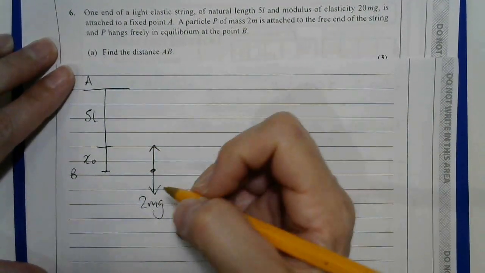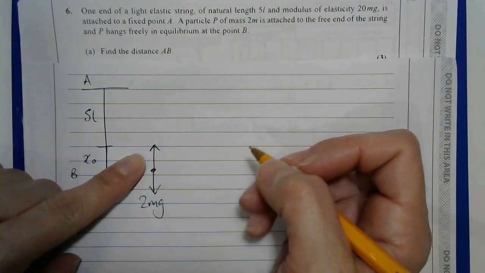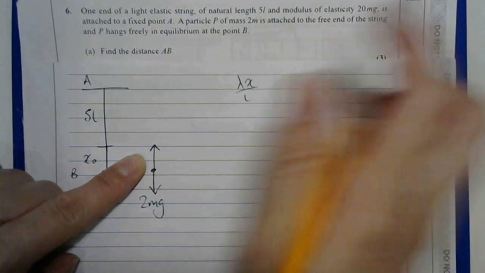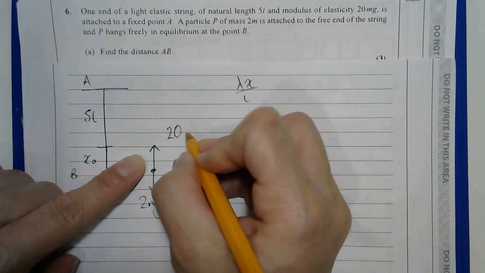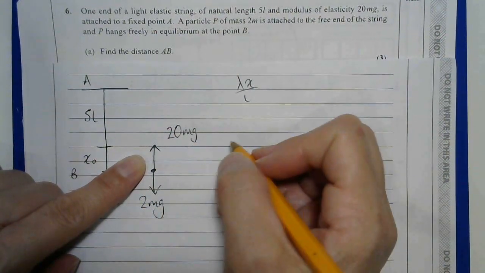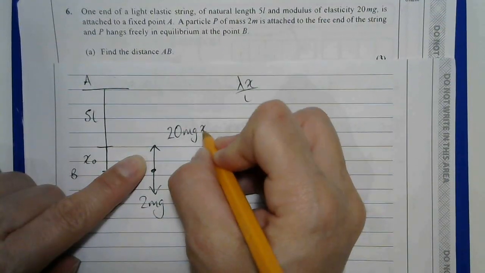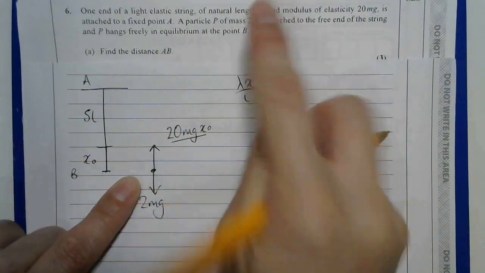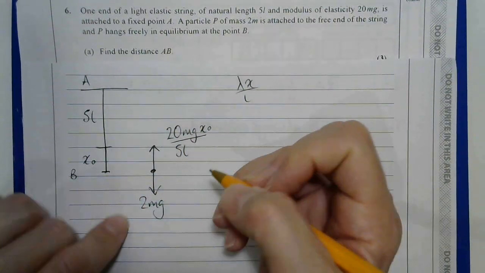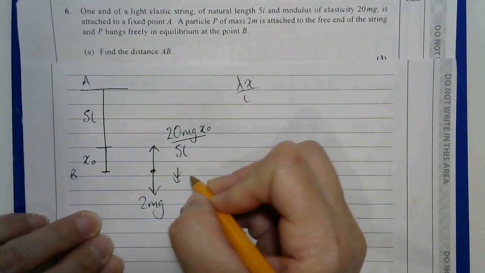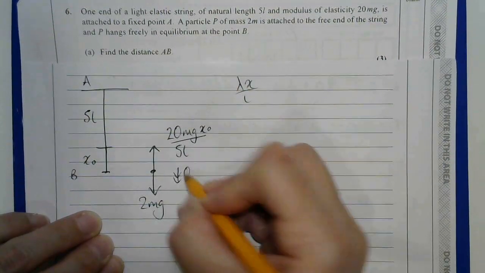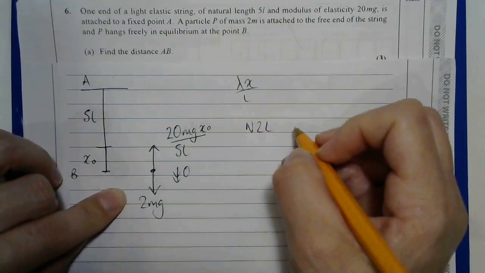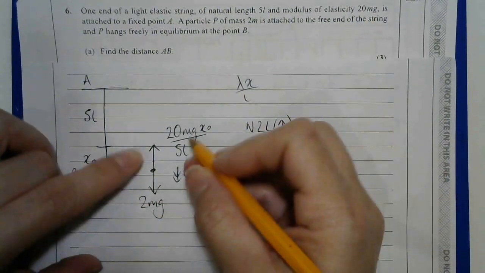Now the mass was 2m, so the weight is 2mg. And the force up will be the tension in the string, using the formula lambda times the extension over the natural length. So I have lambda, which is 20mg, the modulus of elasticity, multiplied by the extension, which I called x0, divided by the natural length, which was 5L. As it is hanging in equilibrium, the acceleration will be 0. So using Newton's second law, the forces up will equal the forces down.